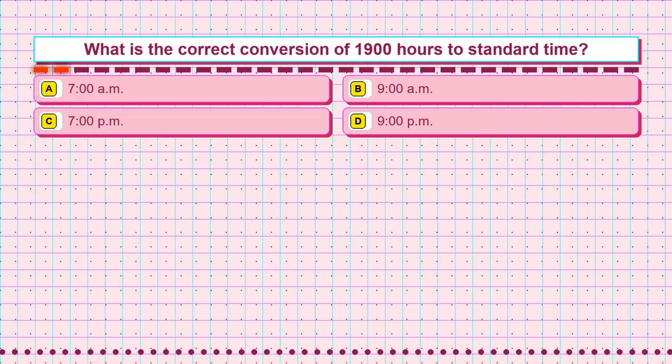Question 25. What is the correct conversion of 1900 hours to standard time? Option A, 7 a.m. Option B, 9 a.m. Option C, 7 p.m. Option D, 9 p.m.